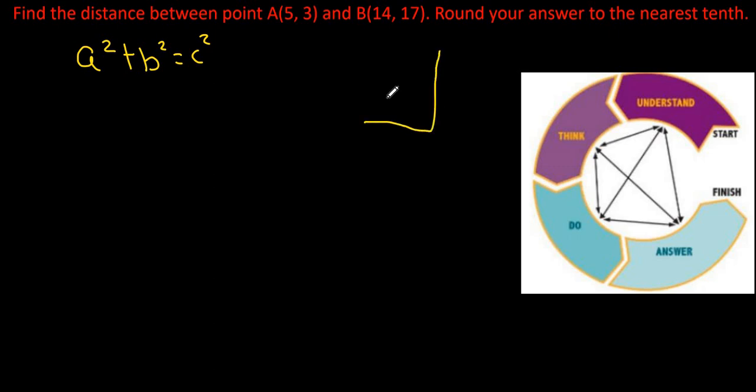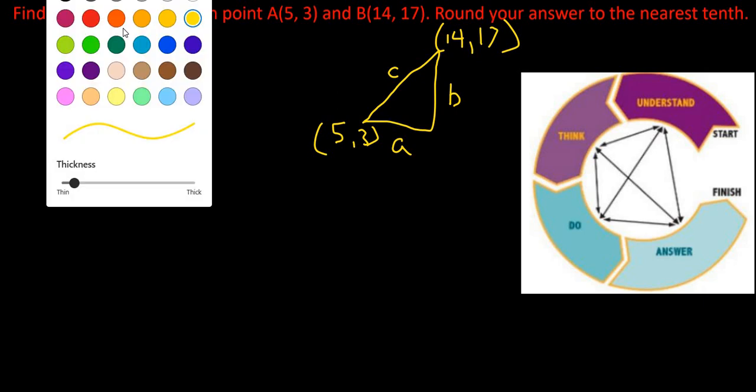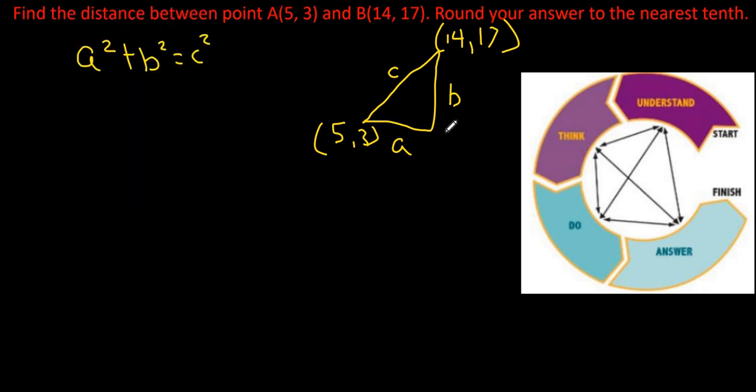So very informally, here's my triangle. And here's my A and B and C. And we have the point 5, 3 down here. And then up here in the upper right, we're going to have 14, 17. Now, it doesn't matter which way we do this, though. So when we do find the difference between the x values, I underlined it. So that's going to be 14 minus 5, which is 9.